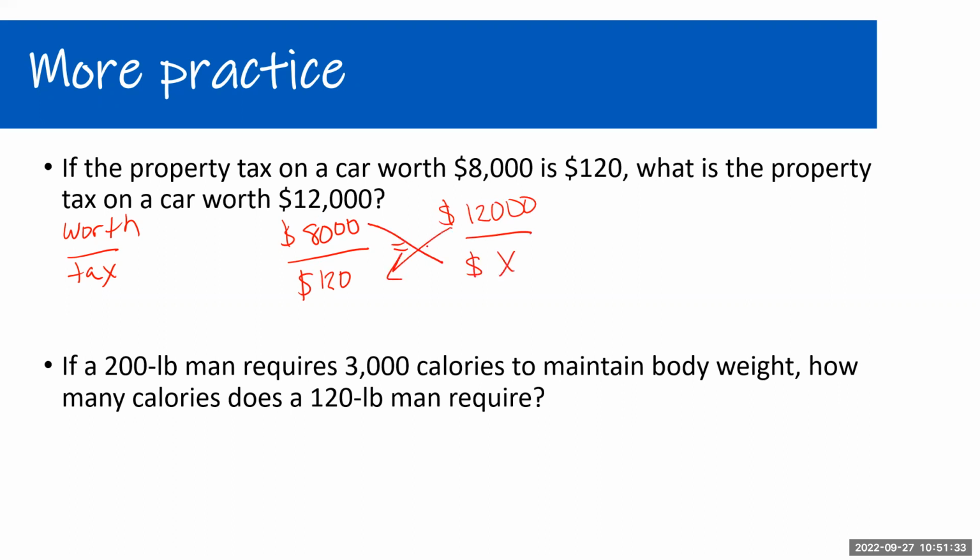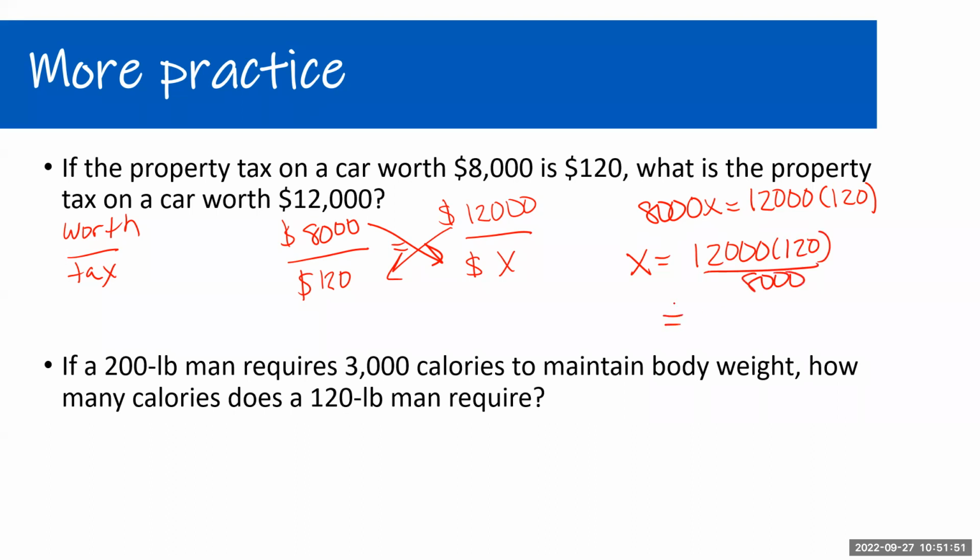So by cross multiplying here, we get 8,000X is going to be equal to 12,000 times 120. So X is going to be 12,000 times 120 divided by 8,000, which if we plug that into our calculator, is going to give us $180. Okay.